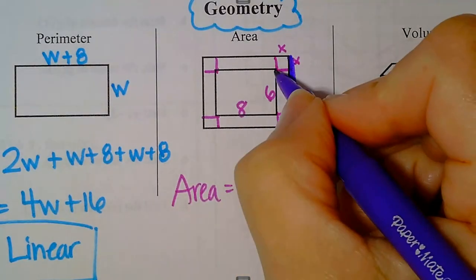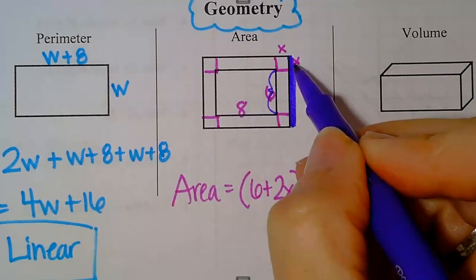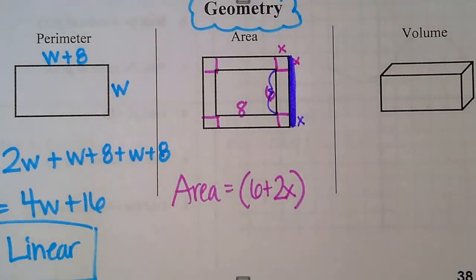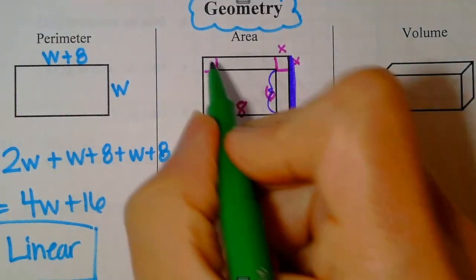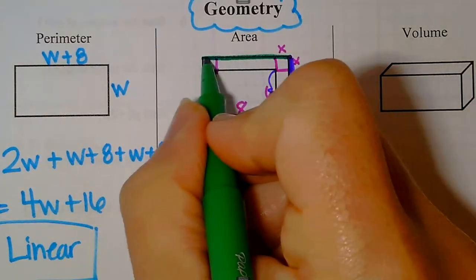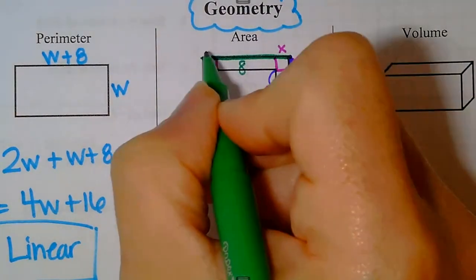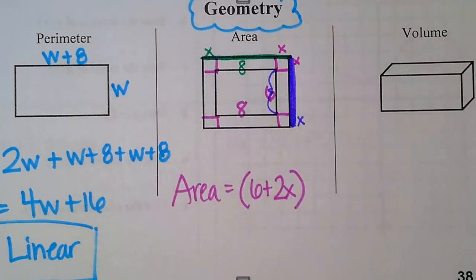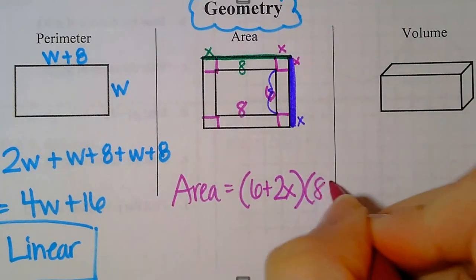So this in here is 6, right? And then we have an x, and then we have an x. Okay? And then same thing up here. If you think that this side is 8, and then x and x, so then that would be 8 plus 2x.